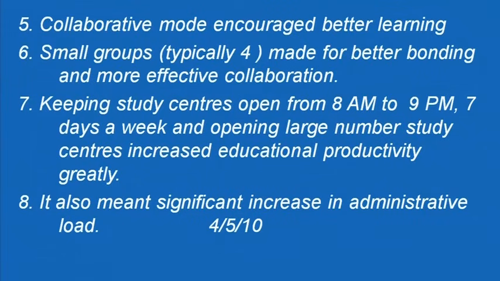Small groups, typically 4, made for better bonding and more effective collaboration. You all know that if there are 20 students in a class, they would not be bonding as much as if there are 4 or 5 students in a class. So effective collaboration was increased greatly by reducing the number of students to 3 or 4.